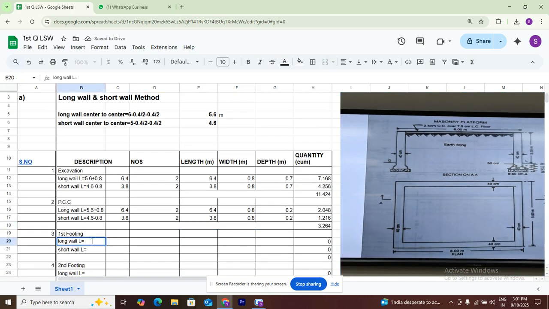What is the length of the long wall center to center? So 5.6. Plus, we are adding the width of the footing in the long wall. We deduct in the short wall. Everything in the long wall happens the same. Okay, 5.6 plus 0.6, the width of the footing. Number of walls, two long walls. What is the width of the footing? 0.6. What is the depth of the footing? It is 0.2.